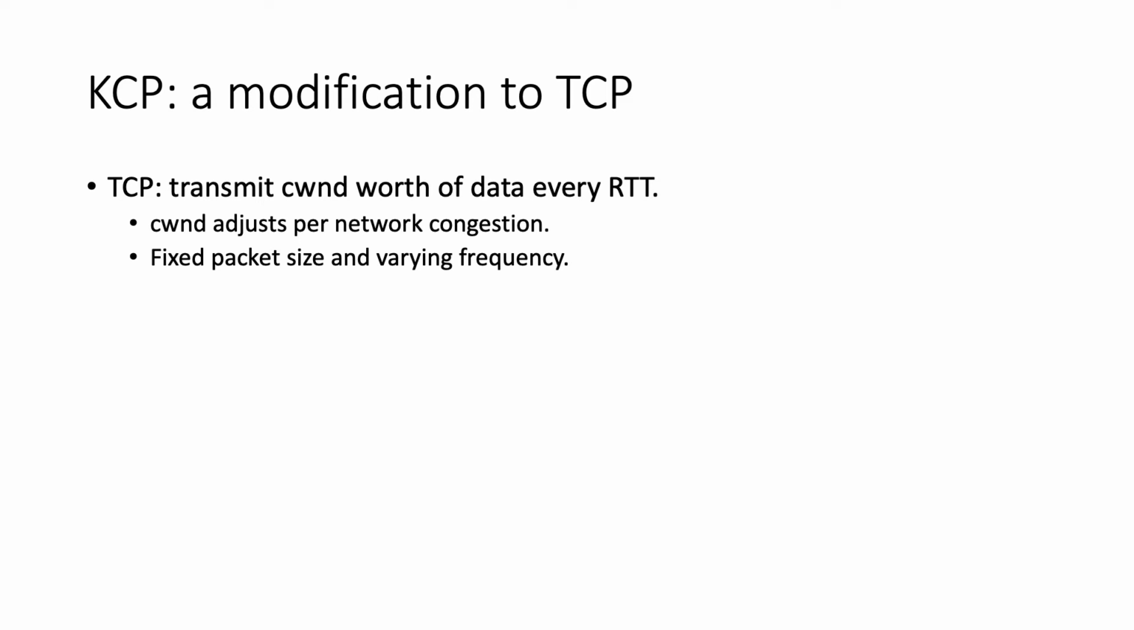Now that we've gotten some background, let's talk about KCP. We just spoke about TCP, where it transmits cwnd worth of data every round trip time. The cwnd, or congestion window, is what adjusts based on the network congestion. So a fixed size packet is transmitted with a varying frequency. If you want to increase your congestion window, thereby increasing your throughput, you would vary the frequency at which you're sending these fixed size packets.